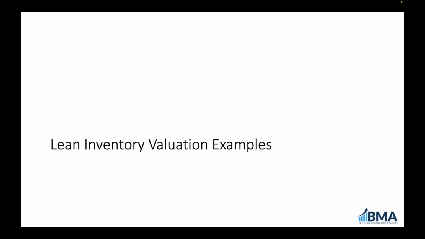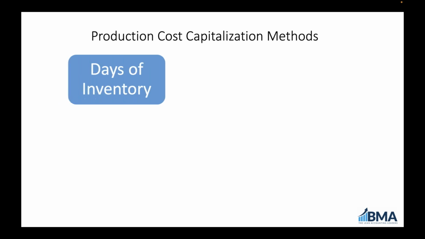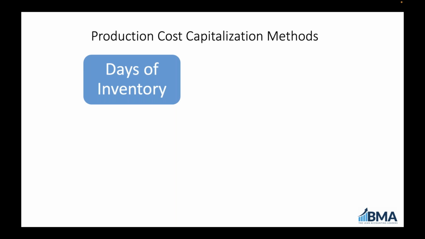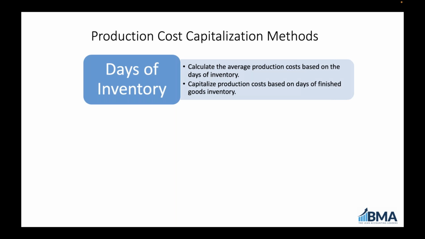So what I want to do is show you some examples of how companies did this. Now, I'm not disclosing the companies, and we're changing some numbers around, but there are 3 methods that I would like to show. One is about creating an average, okay? You calculate average production costs based on the days of inventory, and then you capitalize those production costs based on the number of days of finished goods inventory you have.